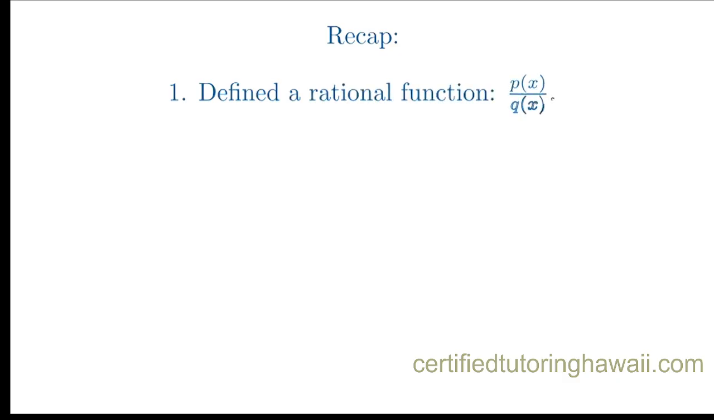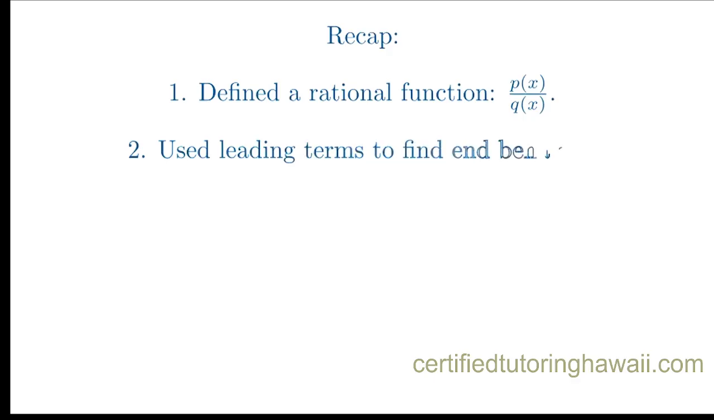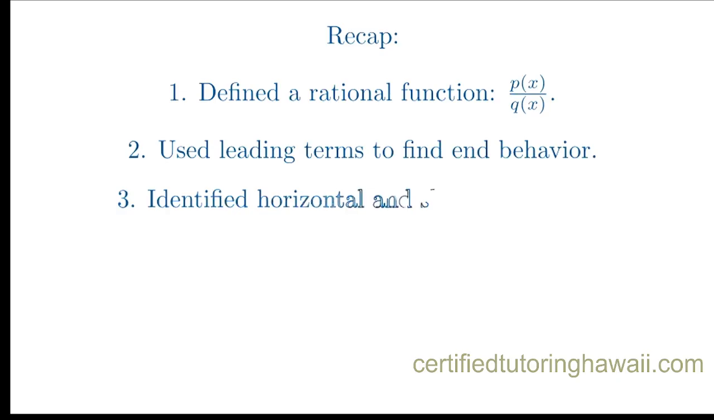Let's recap our learning objectives for this video. We started by defining a rational function as a polynomial over another polynomial. We then discovered that a rational function's end behavior, what happens to its graph at the far ends, is completely determined by comparing the degrees of its leading terms. Depending on whether the numerator's degree is less than, equal to, or greater than the denominator's, we found that the function would have a horizontal asymptote at y equals 0, a horizontal asymptote at the ratio of leading coefficients, or potentially a slant asymptote found through polynomial long division.